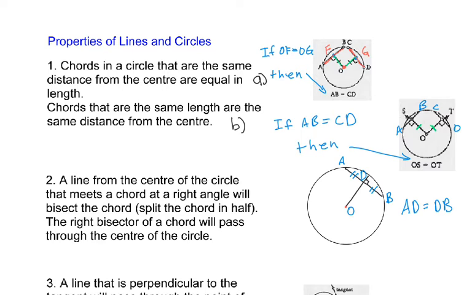Property number 2 basically says a line from the center of the circle that meets a chord at a right angle will bisect the chord, split it in half. And if you find a center line that goes through the center out to the edge of the circle and is at a right angle with a chord, you've got the same property going the other way as well. We can clearly see that the chord will be split in half.